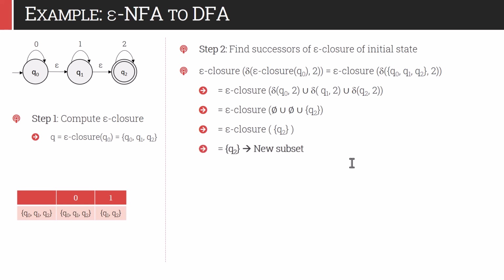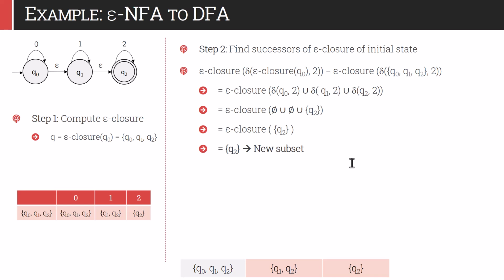Again, it is a new subset, so we need to push it into the Q. So this is our Q now. For all three inputs, we have processed the epsilon closure of Q0. So Q0, Q1, Q2, we have already processed. We have two new subsets, Q1, Q2 and Q2, which are shown in red color, and gray means it is already processed.